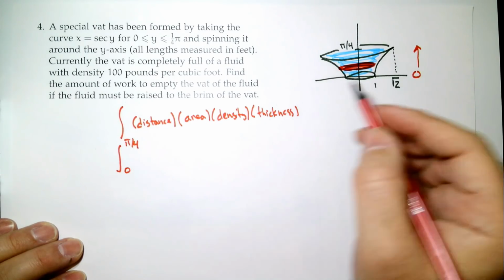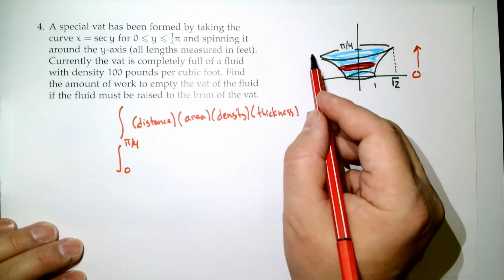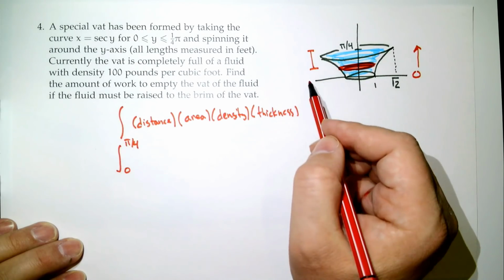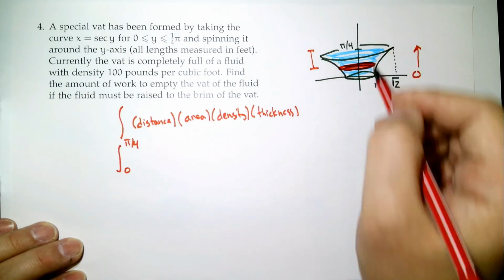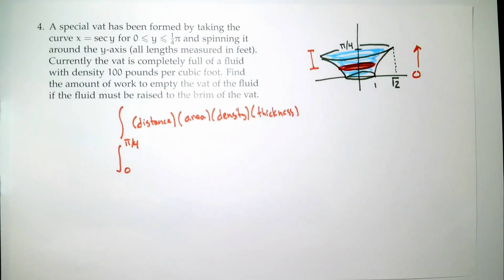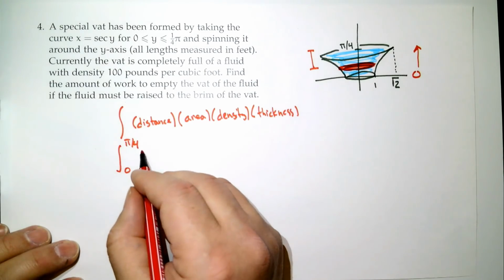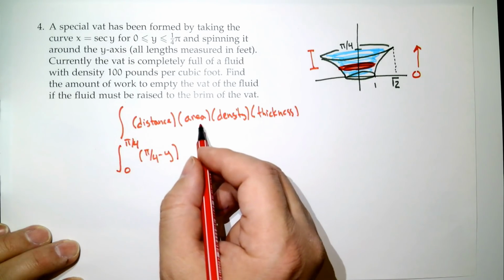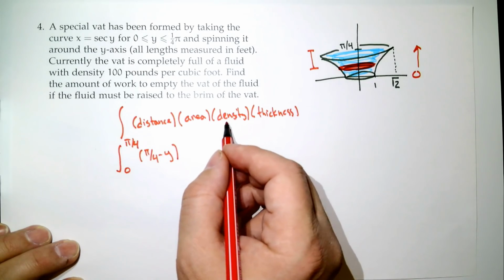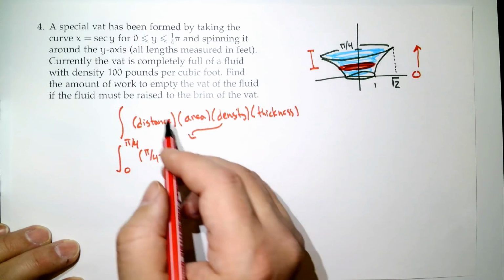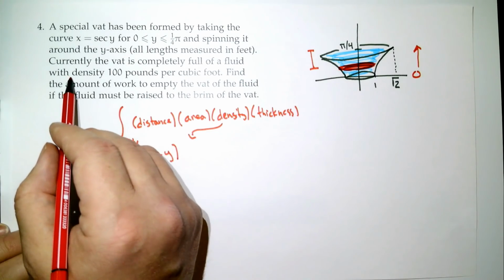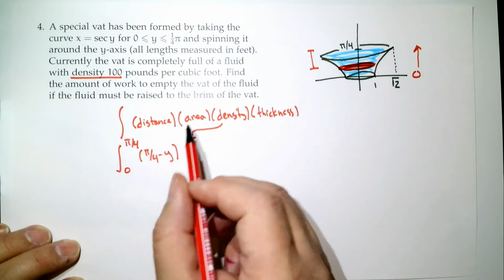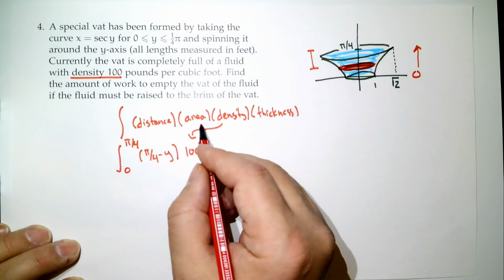The distance, well, the distance would be from the top to where I'm at. And I'm going to think of this as the y direction. And so what is the distance? Pi over 4 minus y. All right. Pi over 4 minus y. The area. Well, let's do density first. We'll do density, because density is easy, because they told us. Right there, they told us. Density is 100. All right, area.